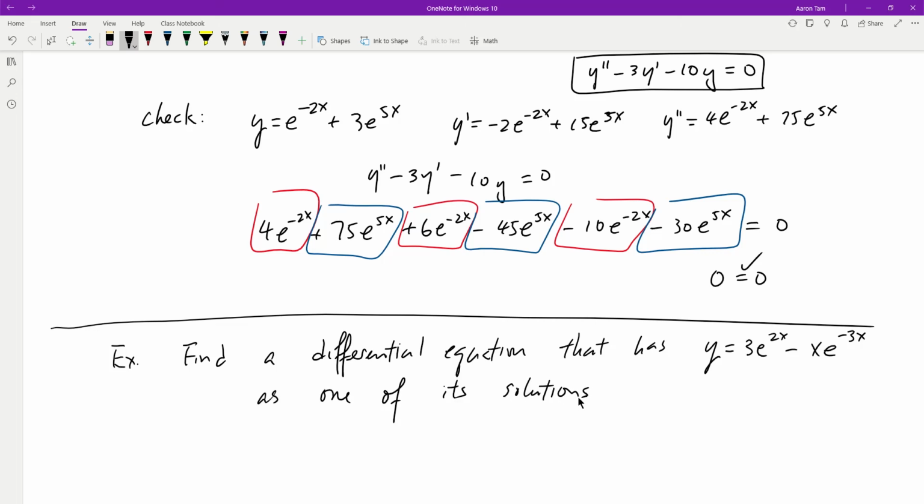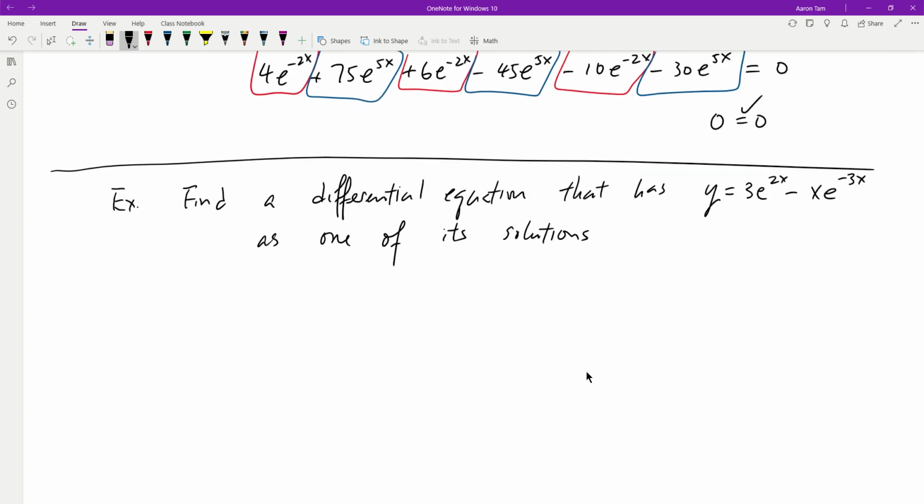All right, so the process basically works out exactly the same. What you want to do is try to identify the characteristic roots, and then use that to help you figure out what the equation would be. So in this case, the tricky part obviously would be the x e to the negative 3x. Because you have an extra x in front, that basically indicates that we have a repeated root.